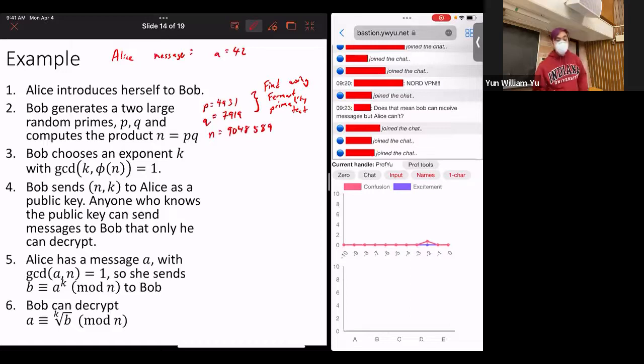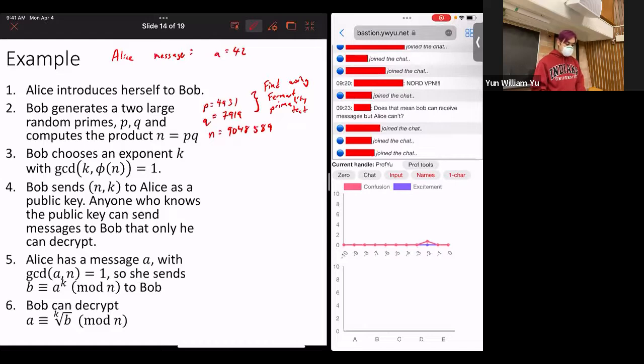So then n is equal to 9048589. And factoring this number is hard. If I just gave you this number, it would be quite difficult for you to factor it by hand, because you would need to test every single number up to about the square root of this, or every single prime up to 4931. So that's hard. But Bob knows n and knows the factorization.